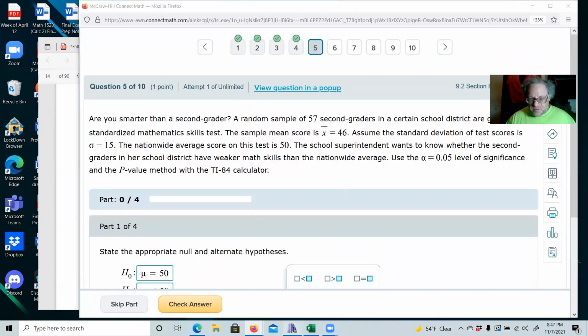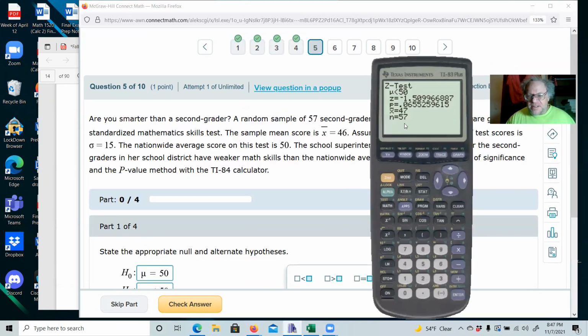Looking at these numbers now, I'm wondering, did I put the right ones in? 47. No, I didn't. This is a 46. I should probably change that before we go on. Okay, I'm so sorry. I did not type the things into the calculator correctly. We wanted 46. What else did we want?